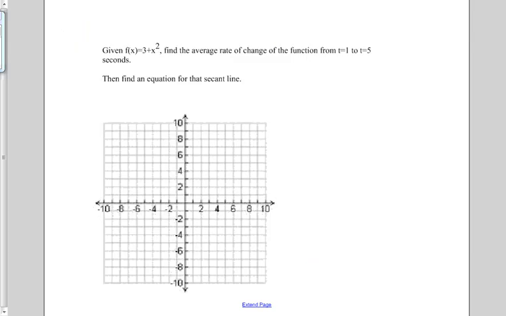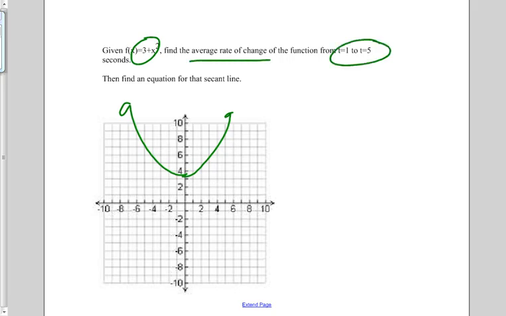Alright, so now let's think about just some actual math function. We've got the function 3 plus x squared. So you all know what that looks like. It's a quadratic that's been shifted up 3, so it's going to be something like that. And we want to find the average rate of change from 1 to 5.